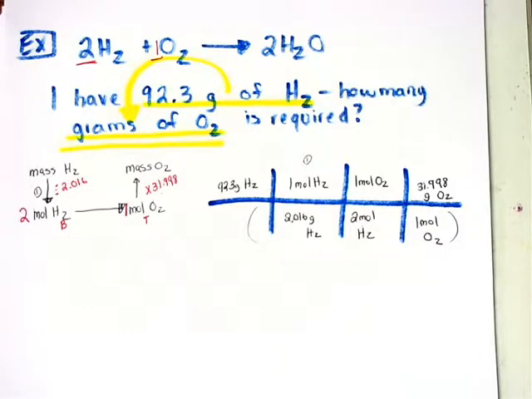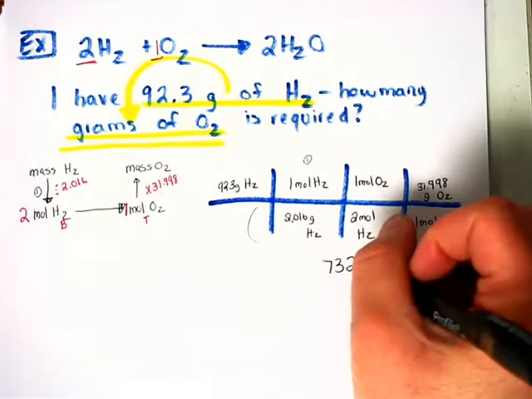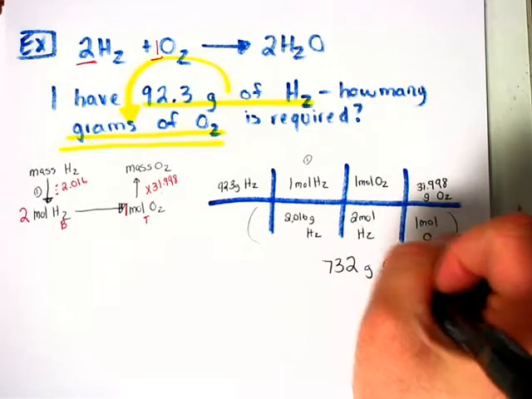I think that's right. 92.3, right? Looks like 3 sig figs, give or take, grams of oxygen.